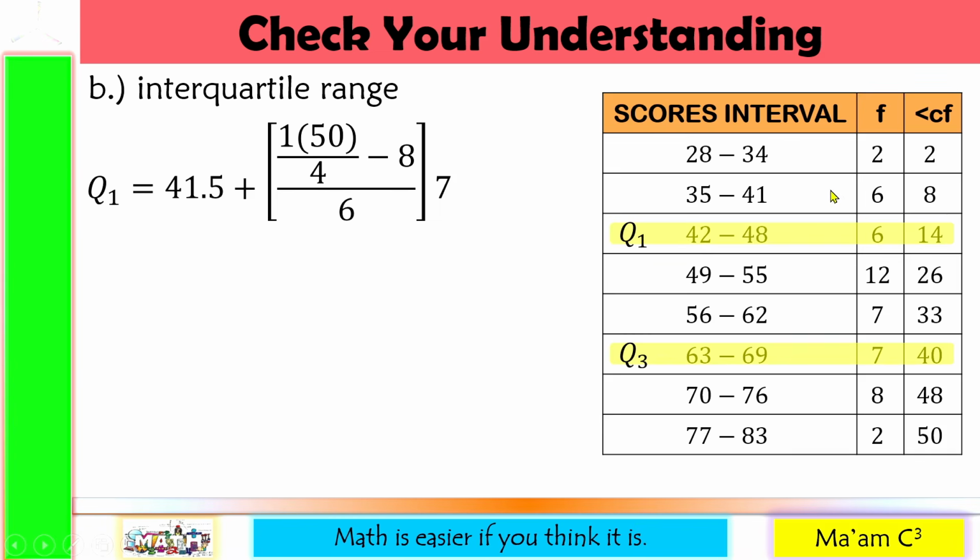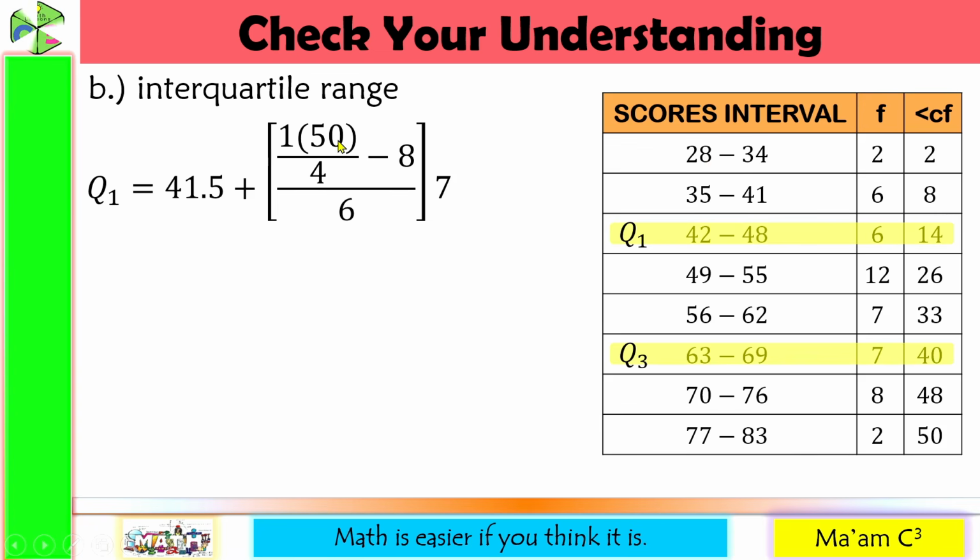And the less than cumulative frequency is equal to 8. So we have here 8, all over the frequency of the quartile class, and that is 6. Now, how did we get 7 here? You simply subtract 2 consecutive lower limits or 2 consecutive upper limits. 41 minus 34 is 7. If you want the lower limit, 35 minus 28 is still 7.